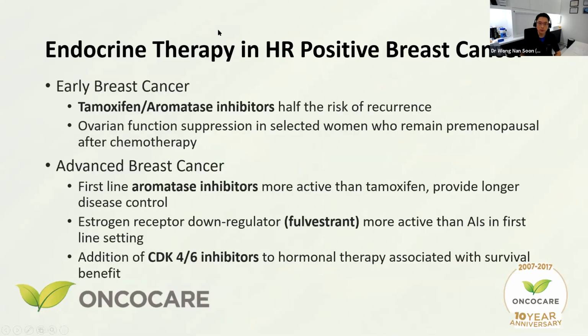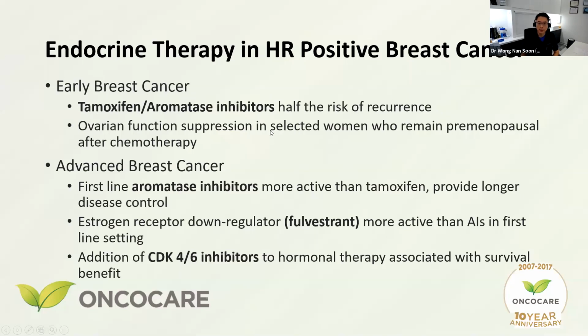A few brief words about endocrine therapy in hormone receptor positive breast cancers. About 80% of breast cancers are hormone receptor positive, and so we use endocrine therapy extensively. In early stage breast cancer, in general, the drugs that we use are tamoxifen or aromatase inhibitors, or a combination of the two. And in general, we can say that these treatments help to halve the risk of recurrence.